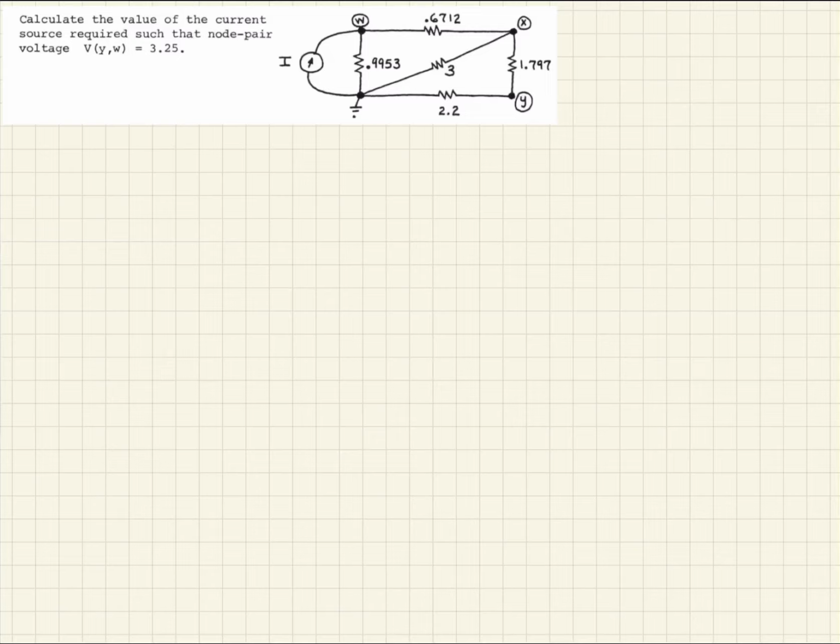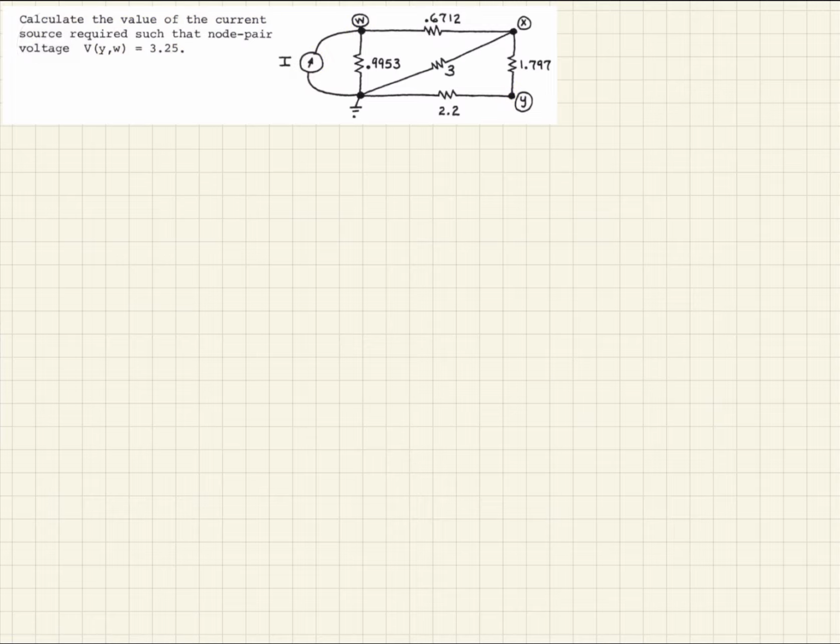So in this example, we're given a simple circuit here, and we're asked to calculate the value of the current source, where the current source is here. And you see that the magnitude of this is not defined. The other information that we're given is the voltage between Y and W. So between these two nodes, if we put a voltmeter across there, we're measuring 3.25 volts. They're wanting us to use nodal analysis and see if we can determine what the value of the current source is.